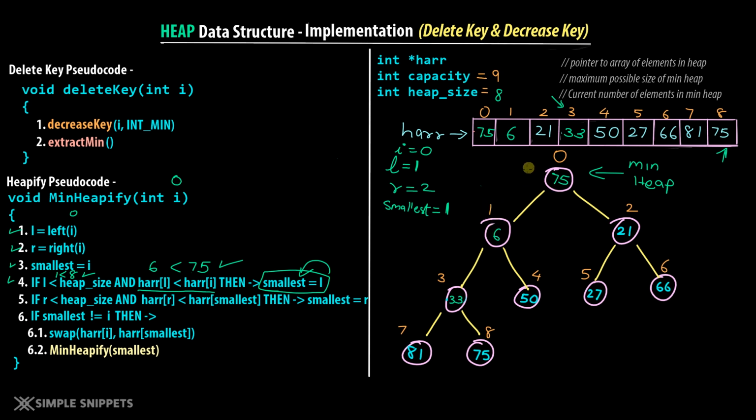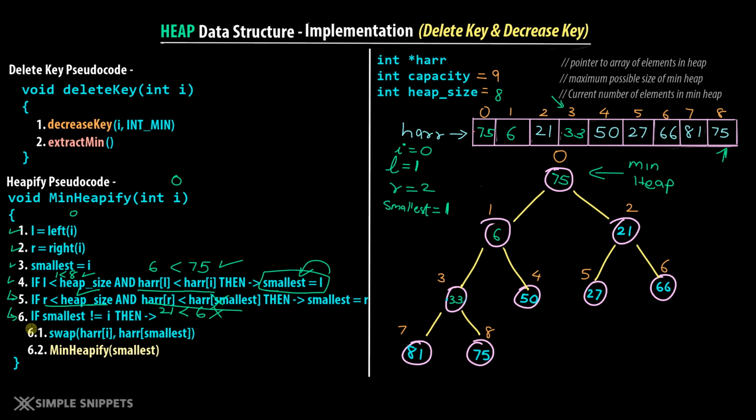So we've calculated this as of now. We compared these two nodes first. Now we will compare 6 and 21 in the next step. So at step 5 we say if R is less than heap size. R is 2, less than 8, yes. So the first condition is true. And H array of R, H array of 2, is going to be 21. Is 21 less than H array of smallest? Smallest is 1, so H array of 1 is 6. Is 21 less than 6? No. So this condition becomes false, hence this if will not be executed.